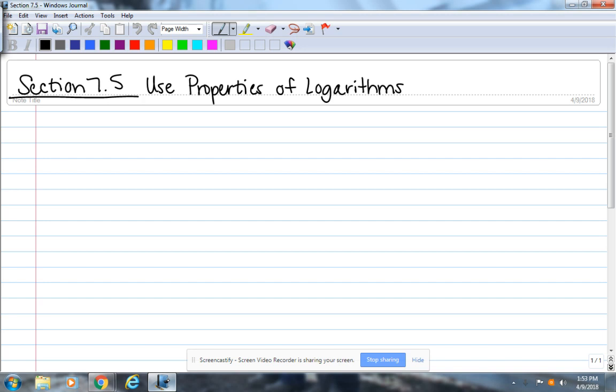Welcome to Algebra 2 class today, folks. Today we're going to be doing section 7.5, which has to do with properties of logarithms.